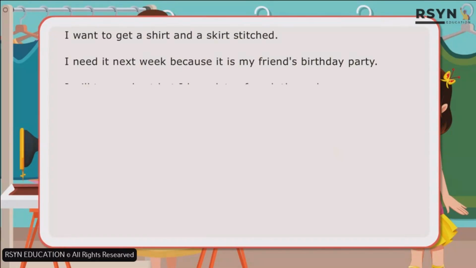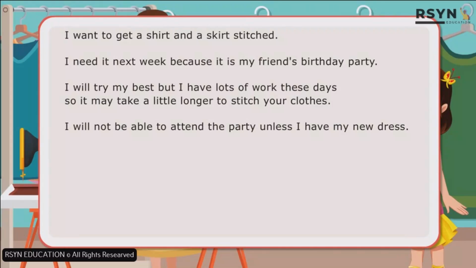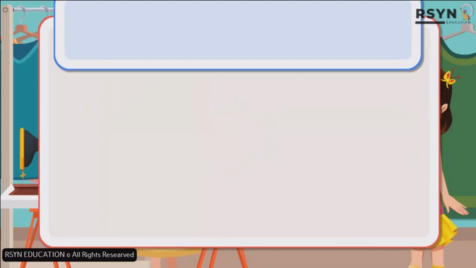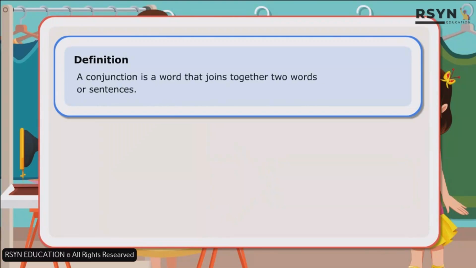In the dialogues, the girl and the tailor have used words that join two words or sentences together. The words and, because, but, so, unless are examples of conjunctions. Definition. A conjunction is a word that joins together two words or sentences.